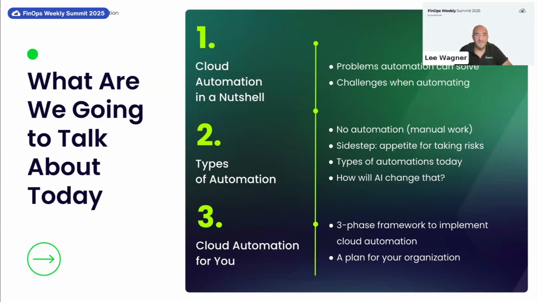So over the next 15 minutes, we'll cover 3 main topics. First, we'll look at a quick overview of cloud automation to make sure we're on the same page. Then we'll look at the different types of automation that have evolved over the years. And finally, we'll spend the bulk of the time on the exciting stuff, AI, and how that's changing the landscape of automation and what you can start doing about it today.